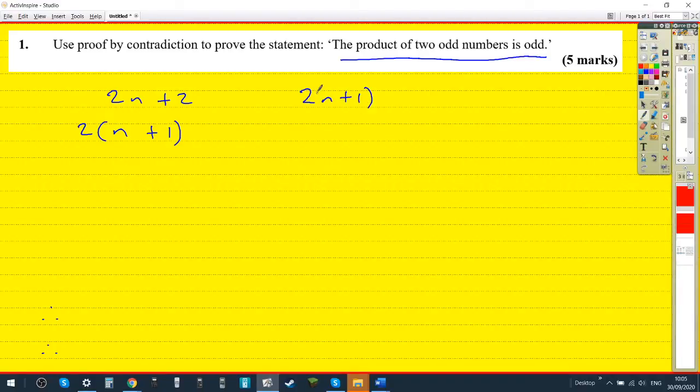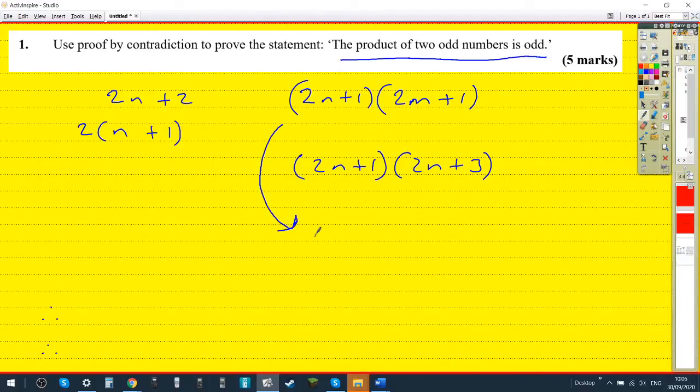So one is 2n plus 1, and then the other is 2m plus 1. Consecutive would be 2n plus 3. You would just expand those, expand either one of those, and then factorize out 2. Their one is a general case. Their one is better. It would expand out to be 4nm plus 2n plus 2m plus 1. How would you show that that's an odd number?